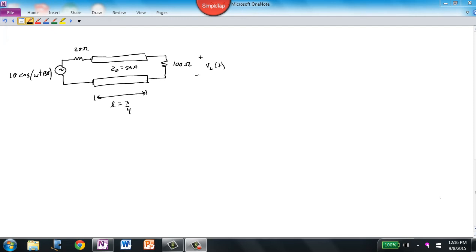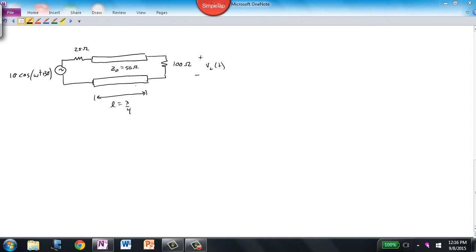Now let's apply that analysis we had from the last slide to a real circuit. We have a sinusoidal voltage source with amplitude of 10 and phase shift of 30 degrees with an internal resistance of 25 ohms, and we connect that to a 100 ohm load via a transmission line that has a characteristic impedance of 50 ohms and is lambda over 4 wavelengths in length.